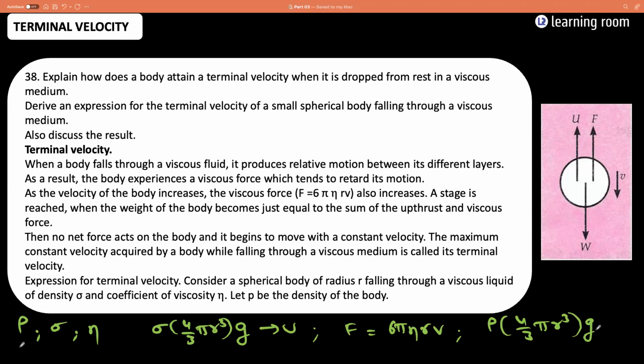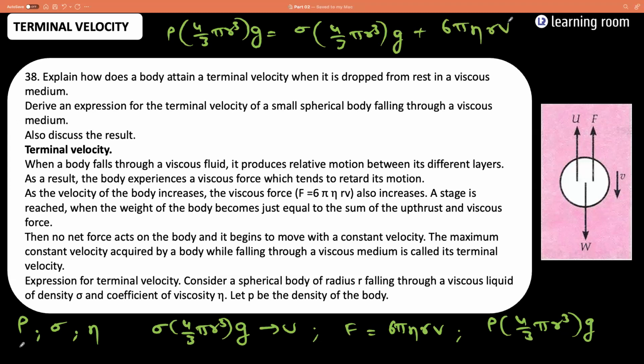So if all the forces are balanced, then weight, that is rho into 4 by 3 pi r cube into g, will be equal to sigma into 4 by 3 pi r cube into g plus 6 pi eta r into v. Is this point clear?